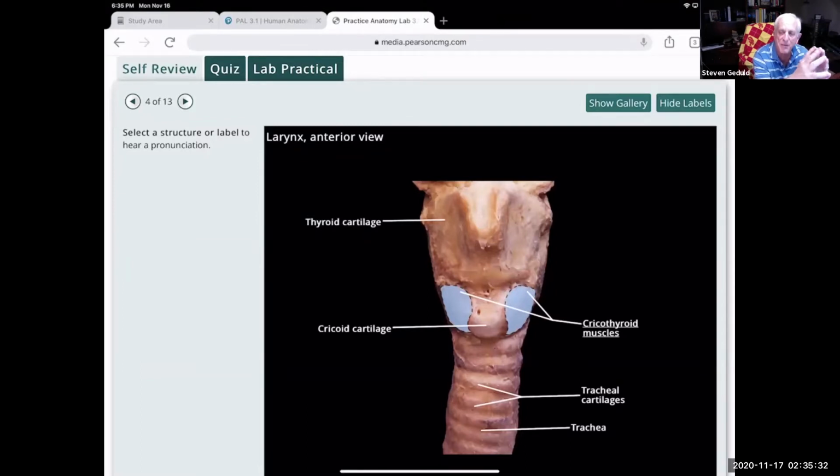Now, what shape are the tracheal cartilages? Anybody remember? Circular? They're C-shaped. They don't connect in the back. They're C-shaped cartilage rings that allow flexibility of the cartilage to move. So it's not a complete circle, but it's C-shaped. So your tracheal cartilages are C-shaped, allowing flexibility of the trachea.